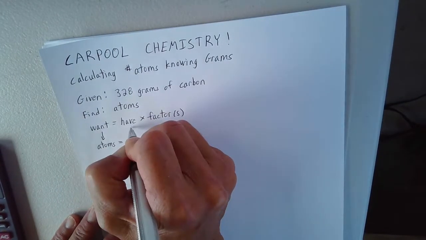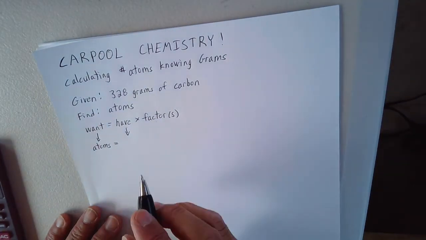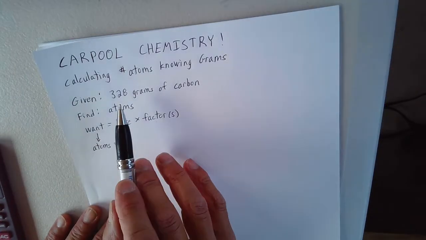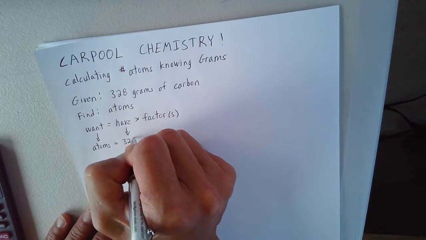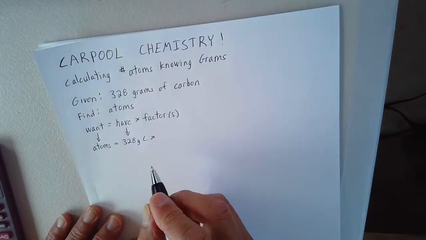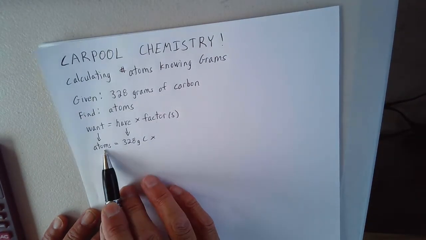Is equal to, underneath have, what do we have available to us? What drives the number of atoms? What does the number of atoms depend on? It depends on the amount of carbon that we have. In this case, 328 grams of carbon. And now we need to multiply it by some factor that relates grams of carbon to atoms of carbon.